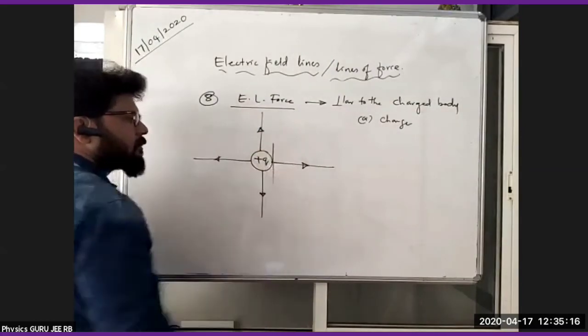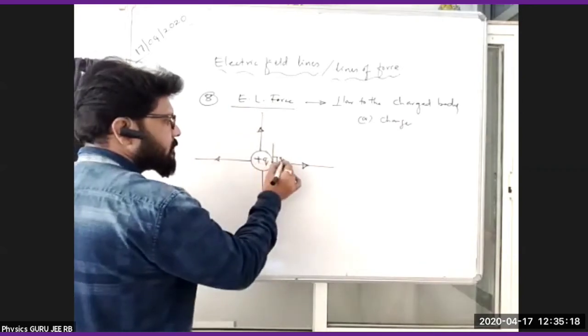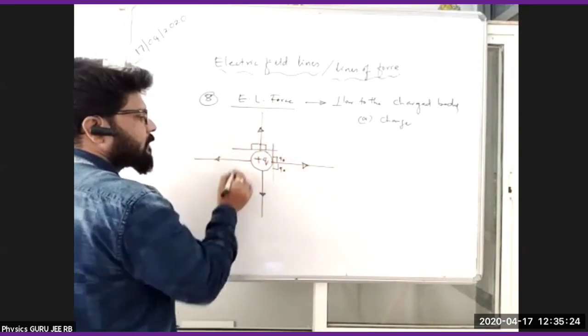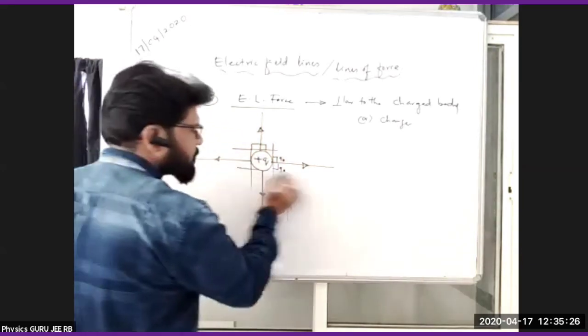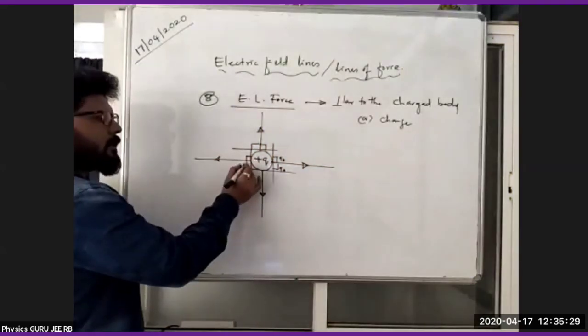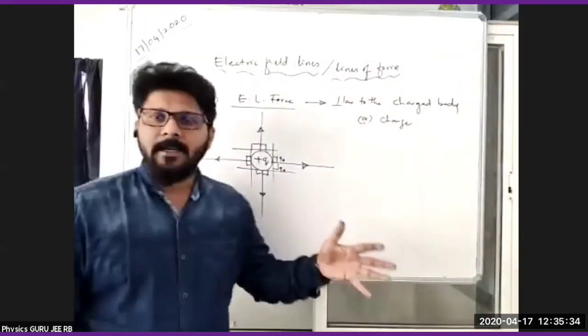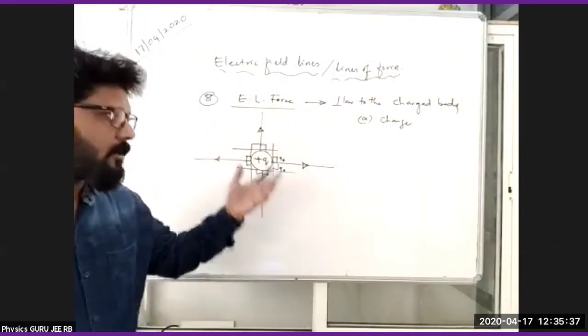If I want to draw a line, this is nothing but 90 degrees. This is also 90 degrees. If I draw a line like this, this is 90, 90, 90, 90 degrees. Is it clear? So they are perpendicular. Electric lines of force are perpendicular to the charge.